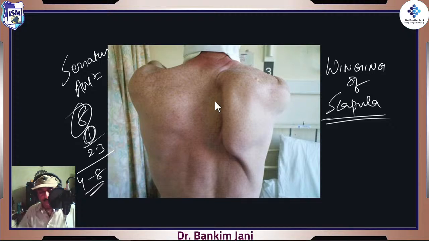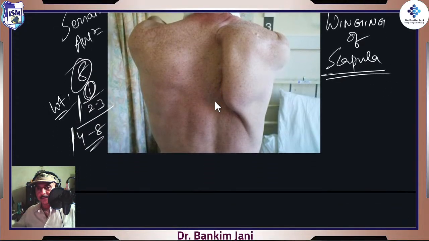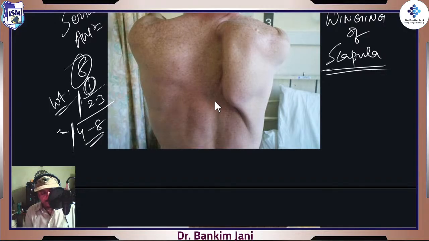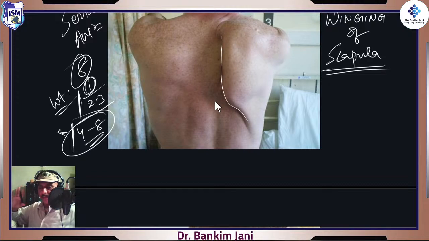This was at the root of the spine. They are meant for carrying the weight. And 4 and 8, their function is to keep the scapula near the body. So here, these are the fibers which are affected. These are the fibers which keep the scapula near. Now in this, you can see a very clear margin. The entire scapula is as if coming out of the body, as if it is a wing.